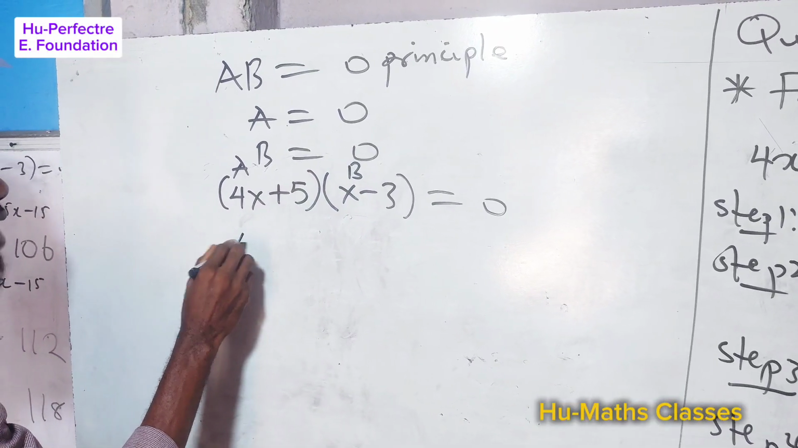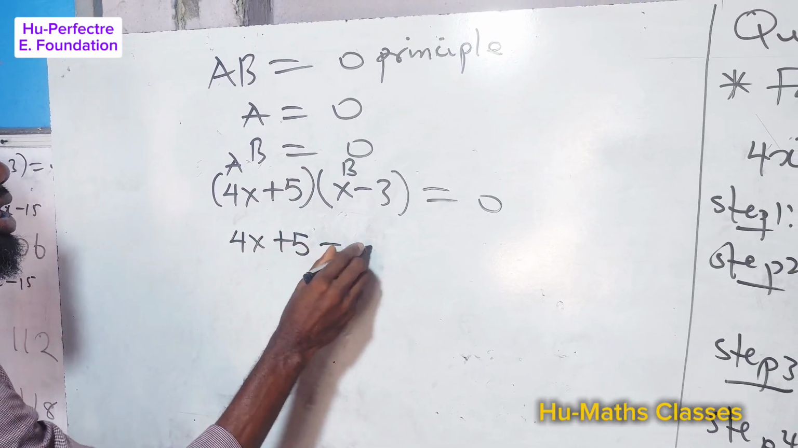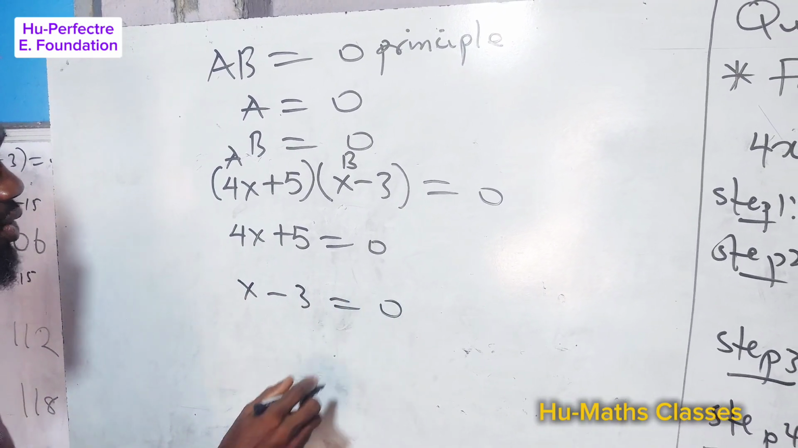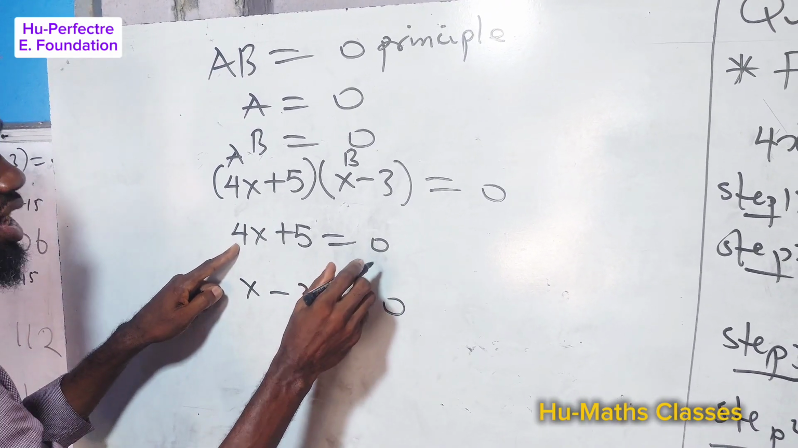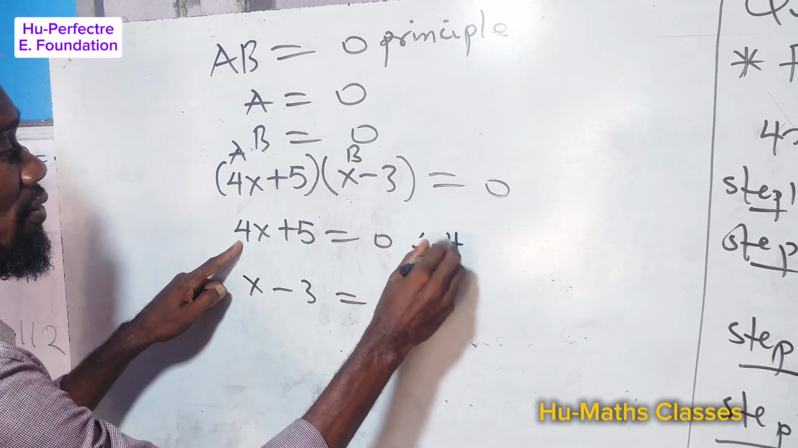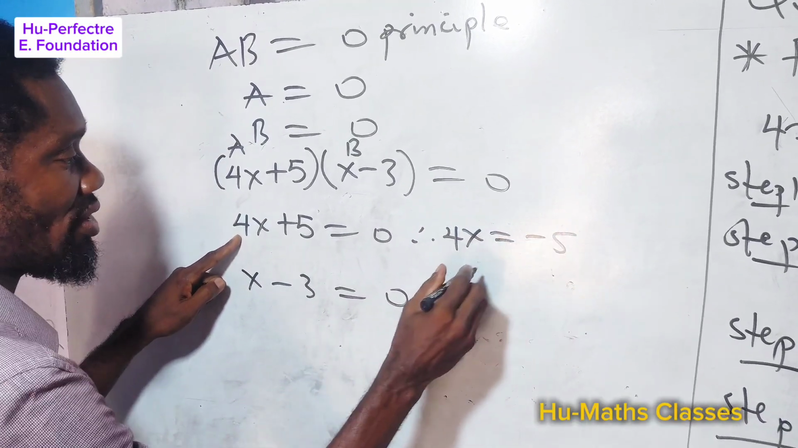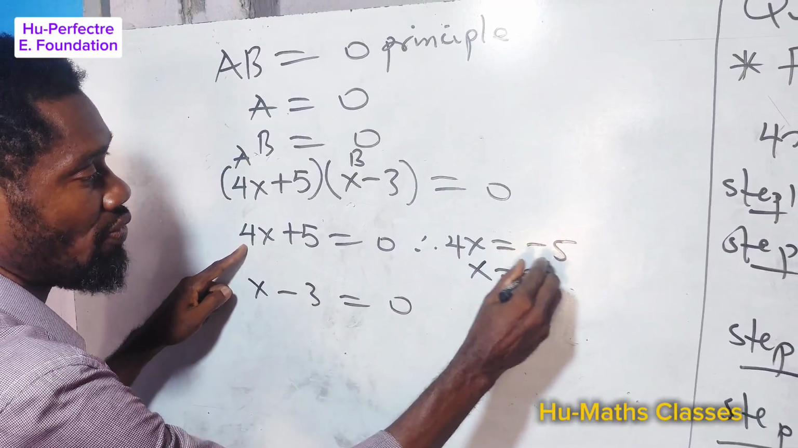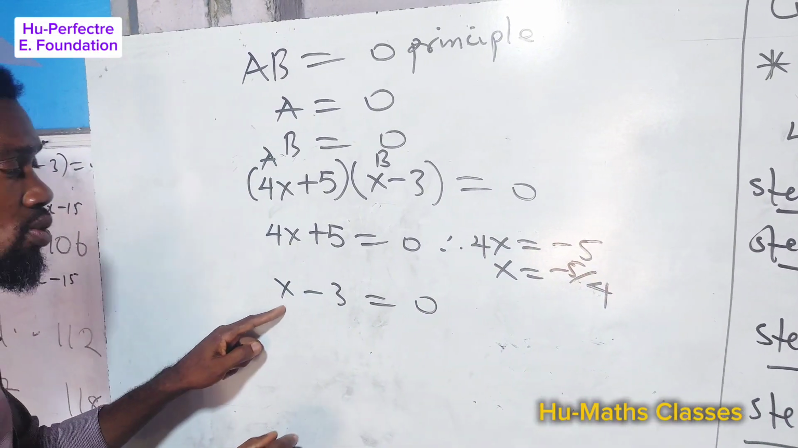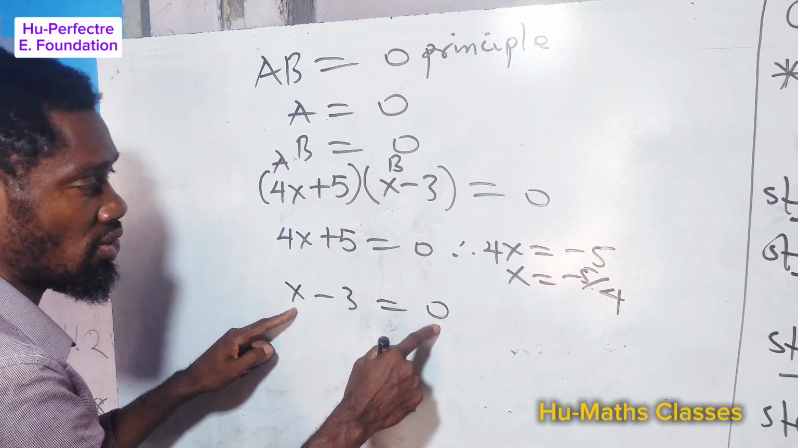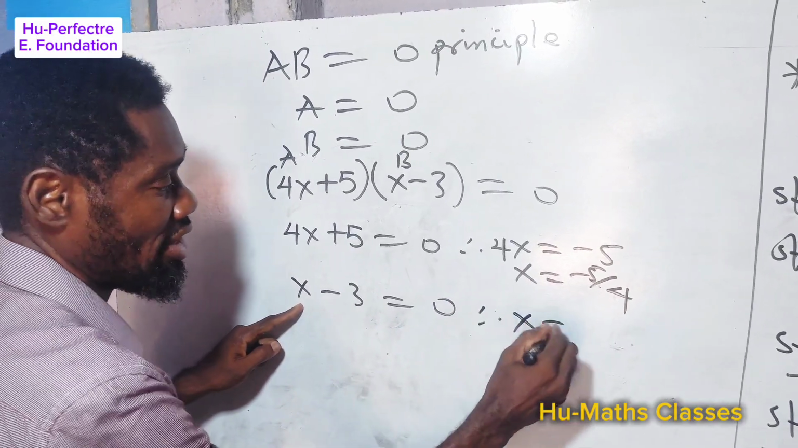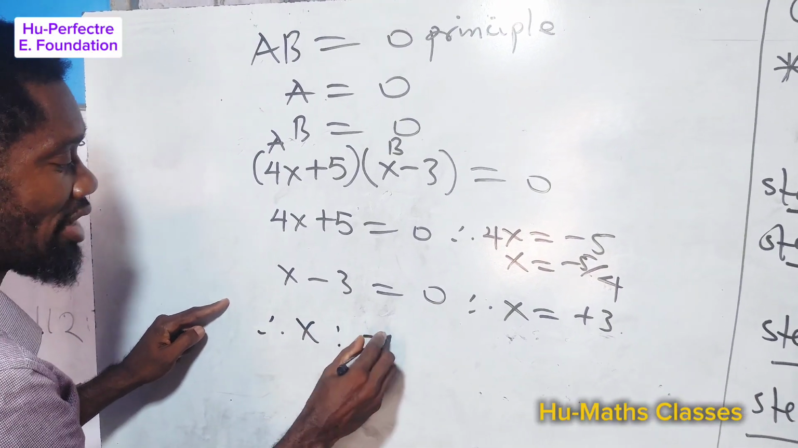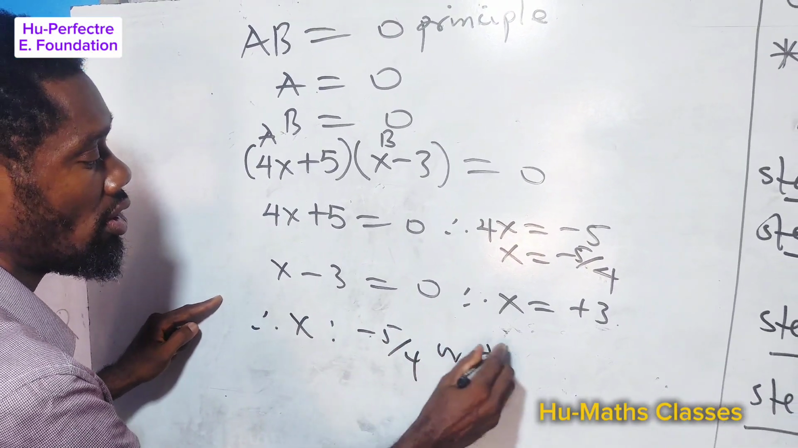With that, we're going to have 4x plus 5 is equal to 0 and x minus 3 is equal to 0. From the first equation that we have there, we can say that 4x is equal to minus 5. For us to make x the subject of this relation, x will be equal to minus 5 divided by 4. In the second one, x minus 3 is equal to 0, then we can say that x is equal to plus 3. So the two values of x are minus 5 over 4 or plus 3.